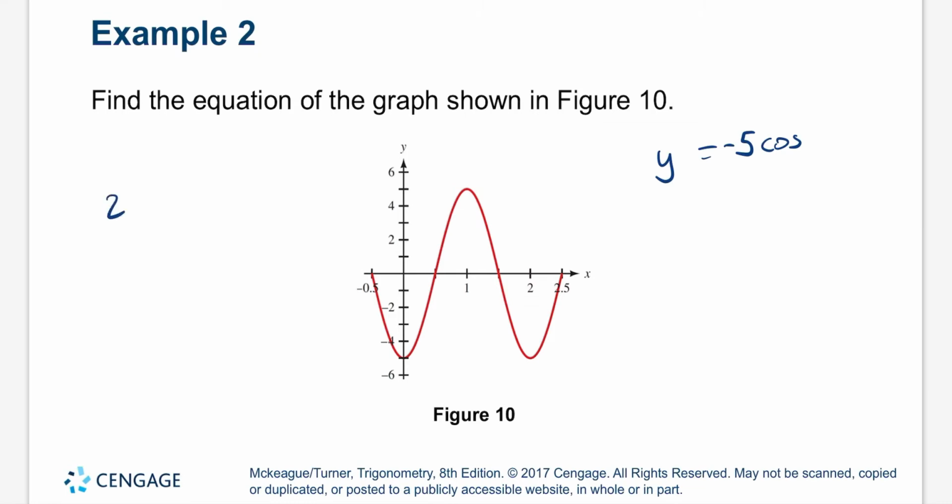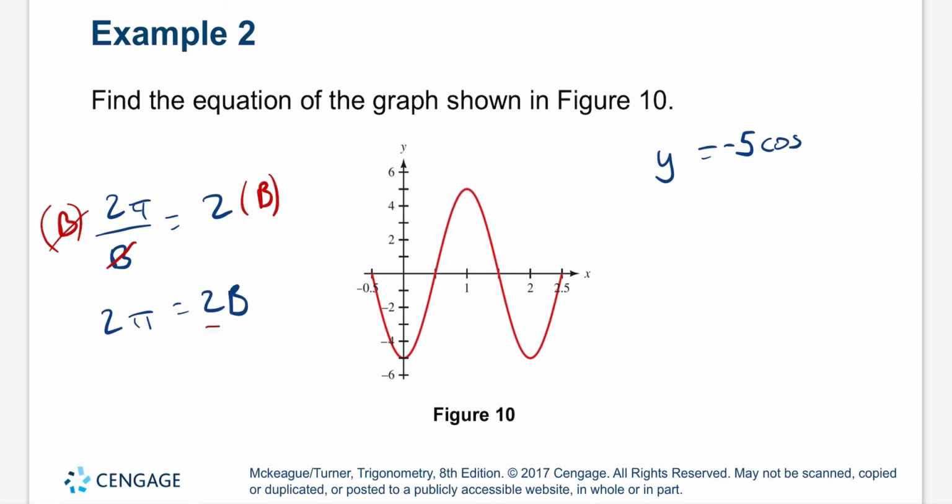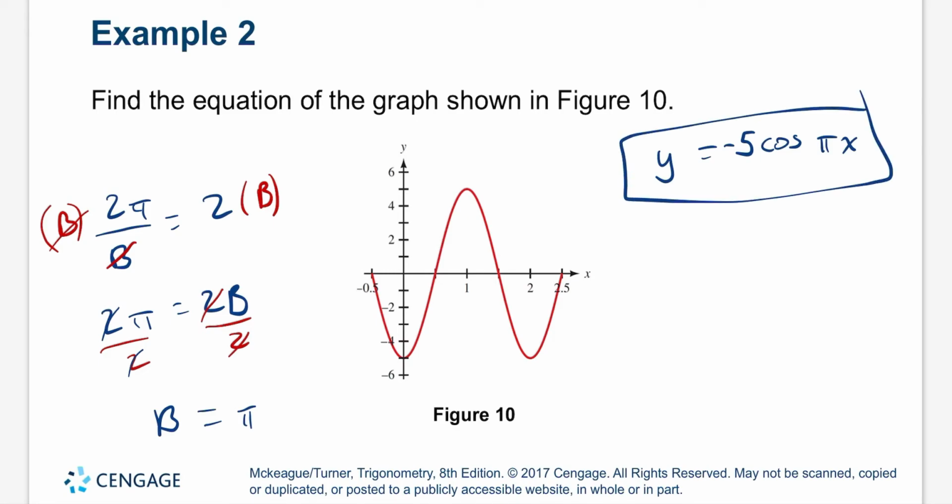So that means that 2 pi over b must equal 2. Same thing as before, multiply both sides of the equation by b. Divide by 2. b equals pi. So that means b is pi x. So that would be our final answer.